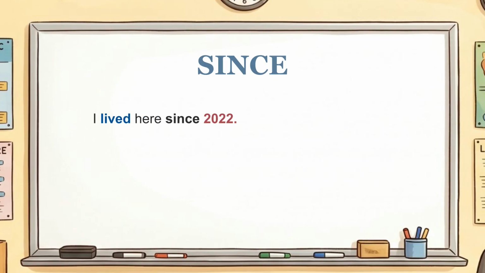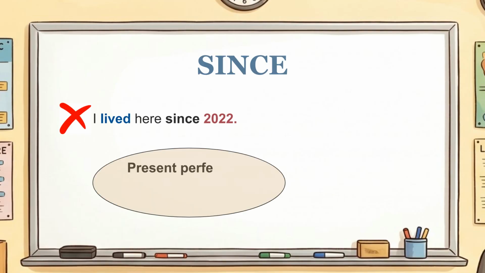This means you will almost never say, I lived here since 2022. That uses simple past, which implies it's finished, it's done. But since implies it's still happening. So you need present perfect. I have lived here since 2022. This is one of the reasons since feels harder to use than for. It is tied to a specific tense in a way that for is not.